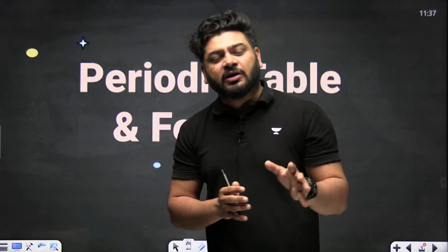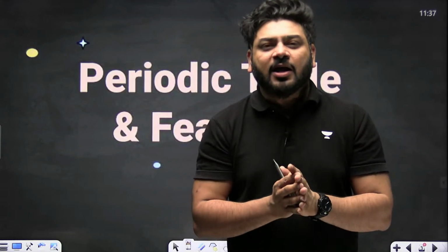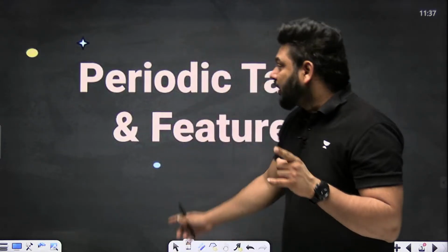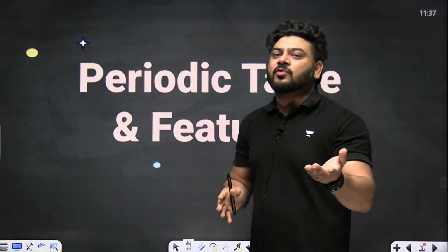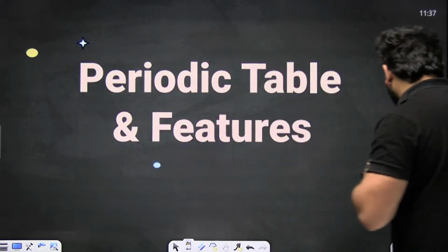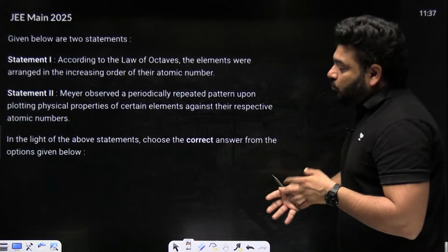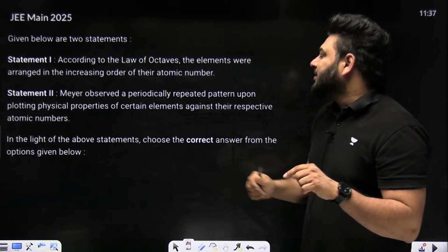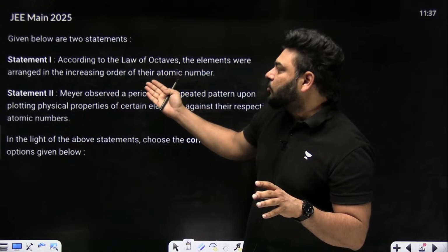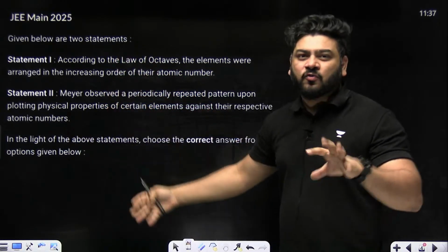So individually, if we start the chapter of periodic classification of elements, the first thing that comes as a topic is the periodic table and its features. So we'll start the questions from there. Let's start the first question, everyone. This question appeared in JEE Main 2025 this year itself, and I guess this was related to some statement 1 and 2, true-false kind of question.